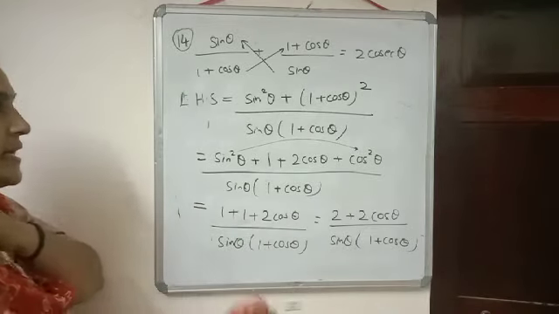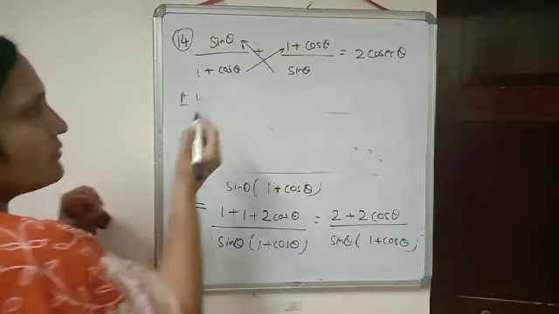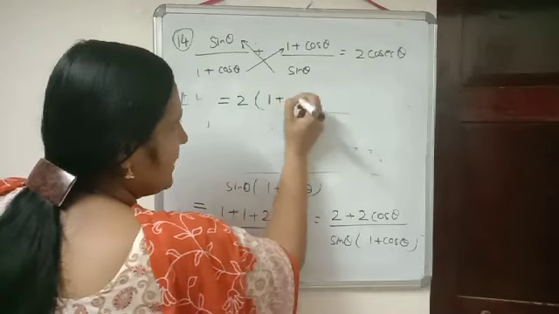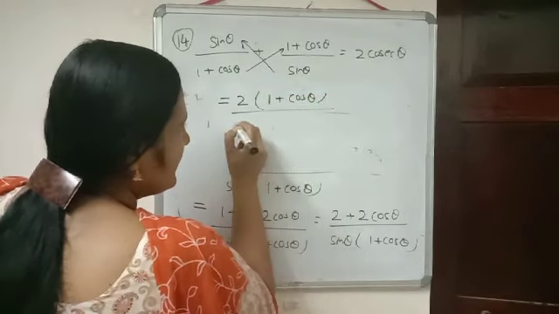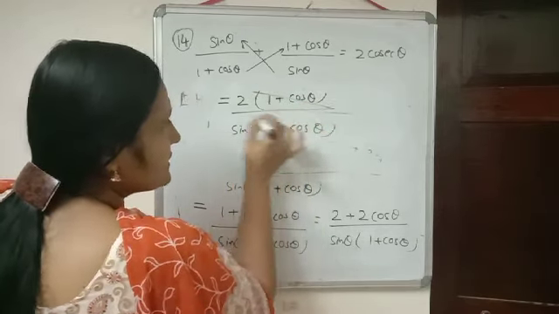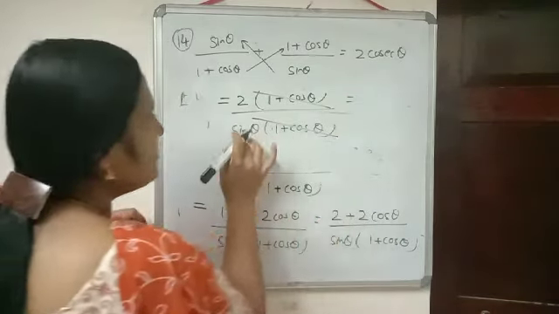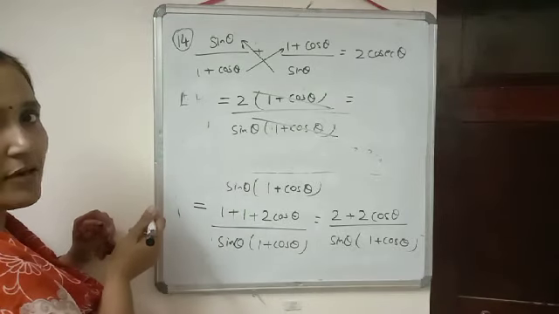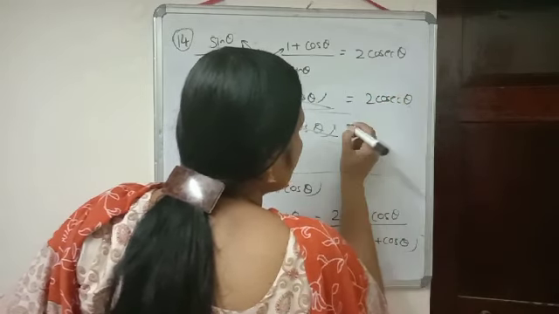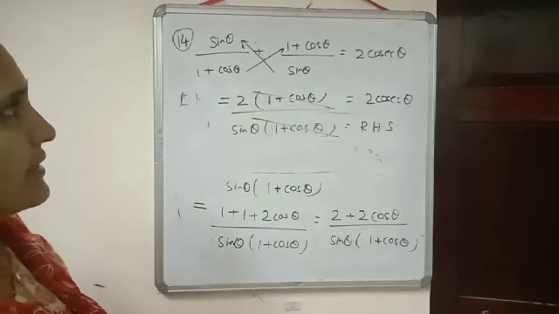Is there any common factor in the numerator? Yes, in the numerator we have 2 common. So take it outside. What will come inside the bracket? 1 plus cos theta by sin theta into 1 plus cos theta. Now 1 plus cos theta and 1 plus cos theta will get cancelled. Remaining we are getting 2 by sin theta. And what is the reciprocal of sin theta? Cosec theta. So we will get 2 cosec theta, which is equal to our right hand side. So in this way we can solve the question.